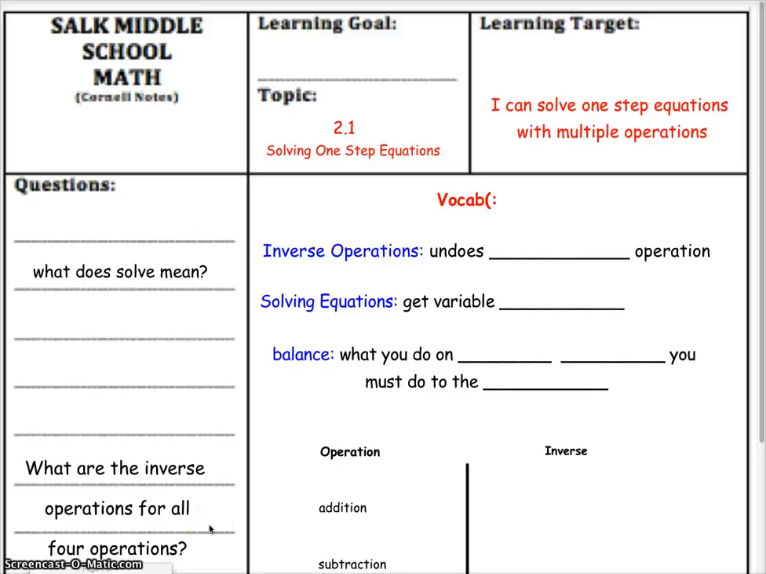Okay, we are moving on to our second unit in our 8th grade year, which is solving equations. Our learning target today: you can solve one-step equations with multiple operations. So some vocab words aligned with an algebra unit is inverse. Inverse operation undoes an original operation.